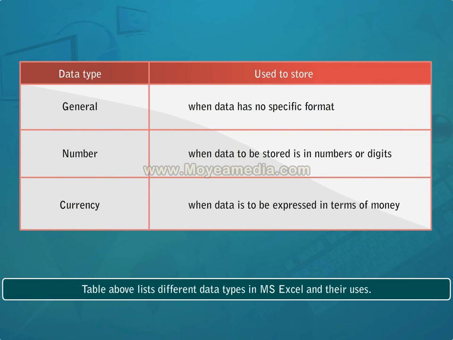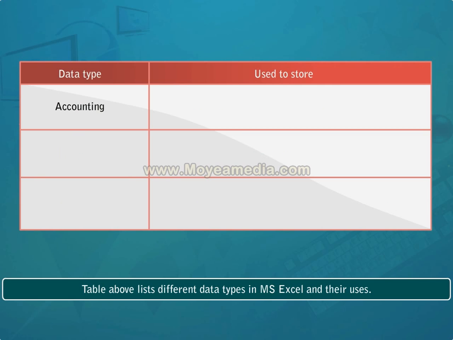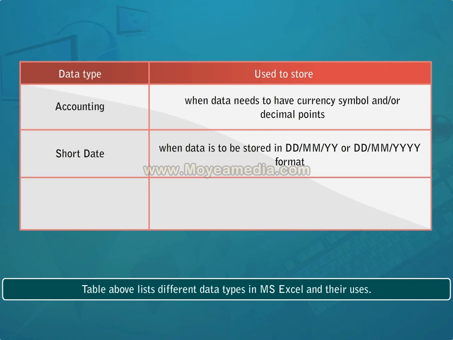Currency. When data is to be expressed in terms of money. Accounting. When data needs to have currency symbol and/or decimal points. Short date. When data is to be stored in DDMMYY or DDMMYYYY format. Long date. When data is to be stored in the form of Monday, July 23rd, 1979.